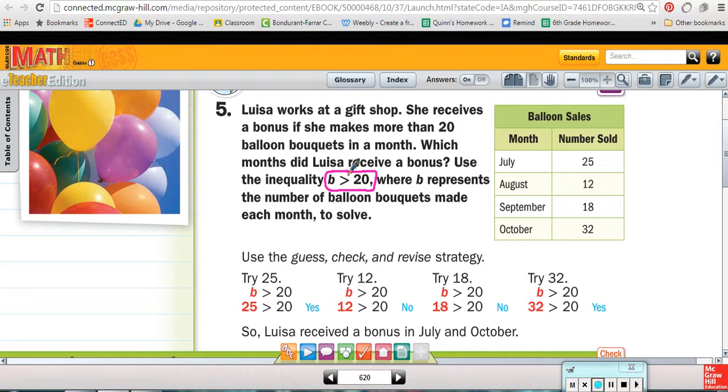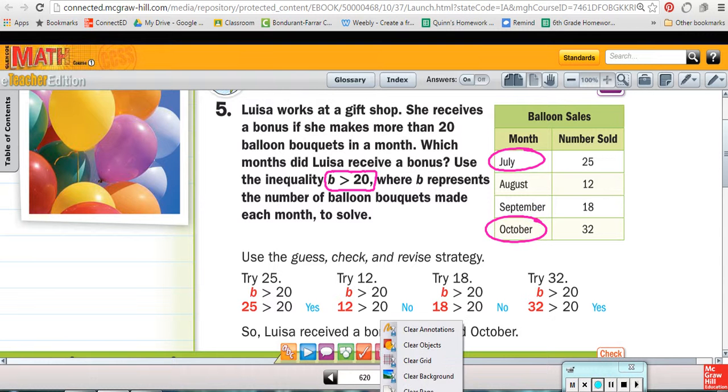The number of balloons. So do you agree that in the table we have the number of balloons sold? In order to be included for a bonus, they're going to have to sell more than 20. Can they sell 20? No, it said more than 20. So they'd have to sell at least 21. So which months have balloon sales that are more than 20? July, because it's 25, and October. So our answer would be July and October they received the bonus.